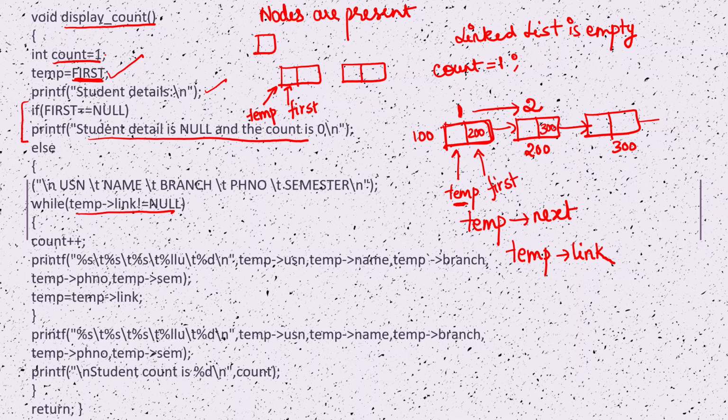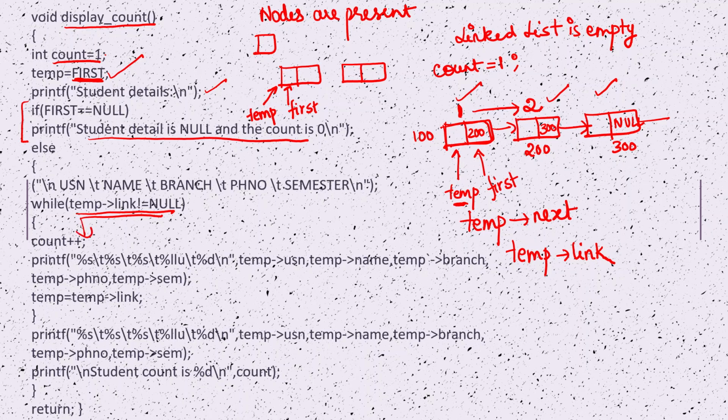Next time this will be null. This will be null, right? So if it is not equal to null, I have to go from this particular node to this node to this node. So how do I traverse? I go by using this condition. And when do I stop? When the temp of next becomes equal to null, I stop. But if it is not, then I start counting.